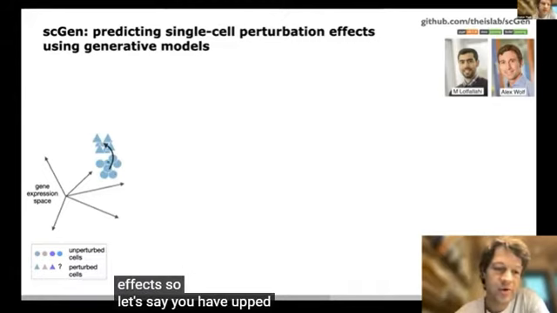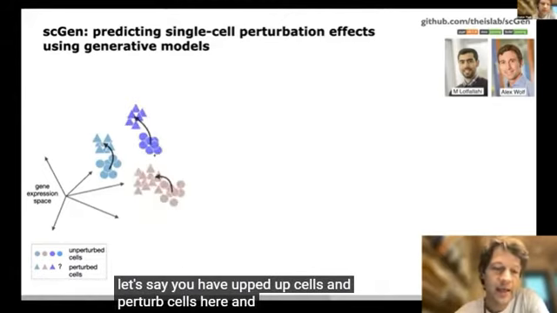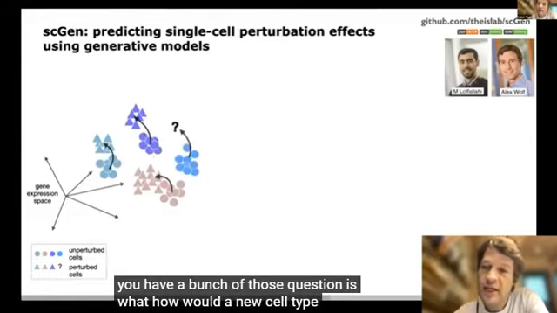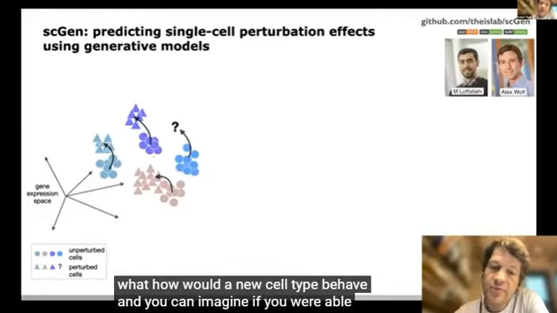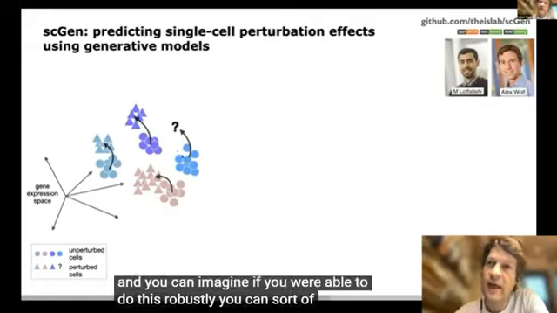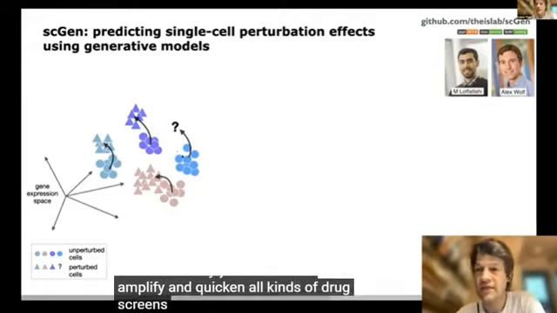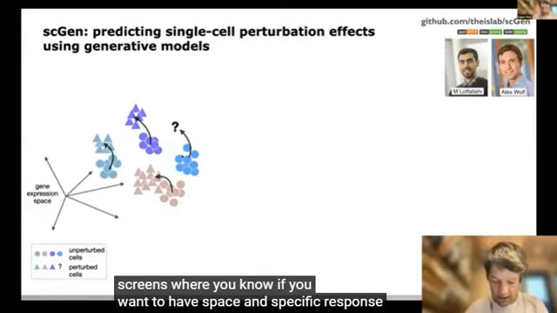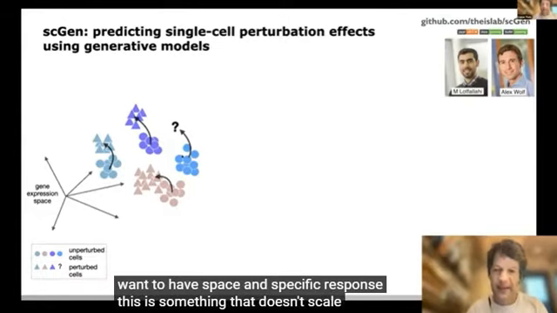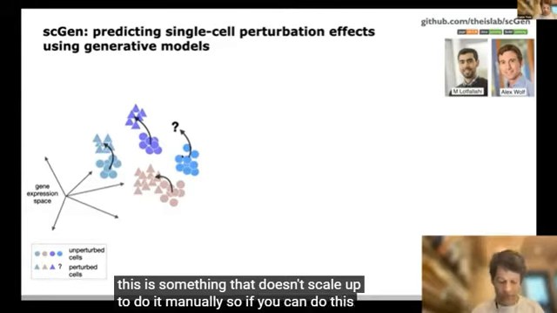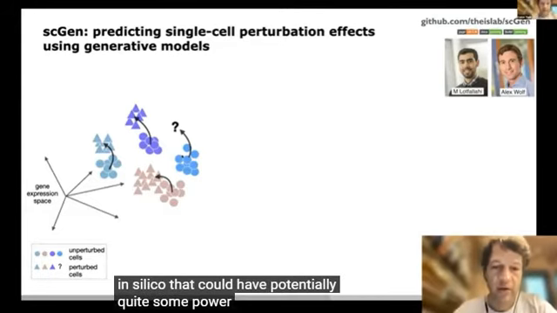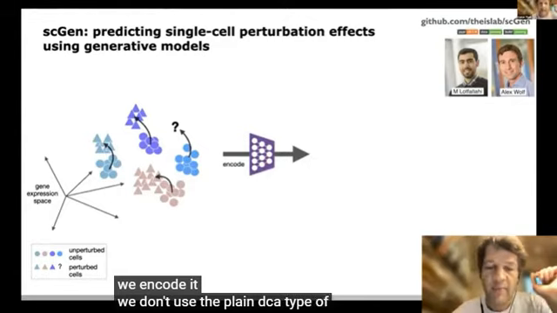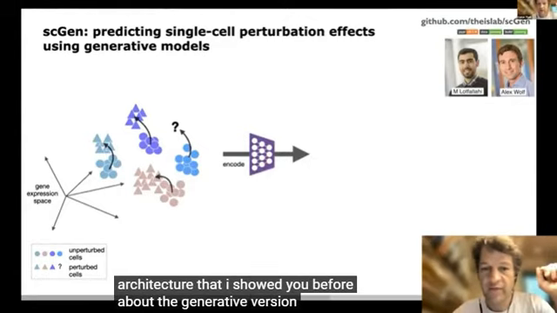So let's say you have unperturbed cells and perturbed cells here, and you have a bunch of those. The question is, how would a new cell type behave? And you can imagine if you were able to do this robustly, you can sort of amplify and quicken all kinds of drug screens where, if you want to have space-specific response, this is something that doesn't scale up to do manually. So if you can do this in silico, that could have potentially quite some power. So what we just do is we encode it. We don't use the plain DCA type of architecture that I showed you before, but a generative version.